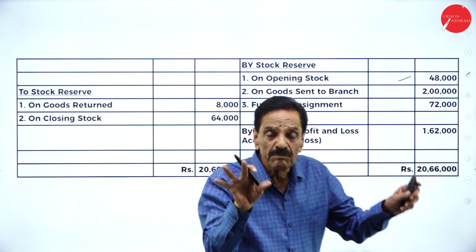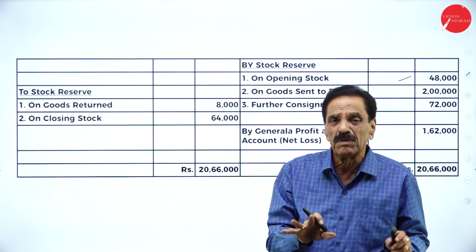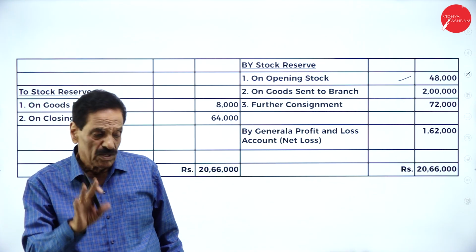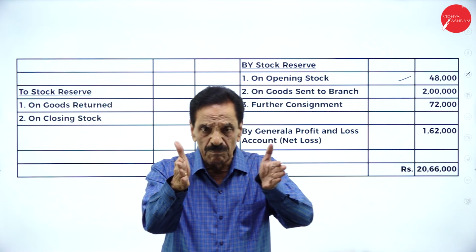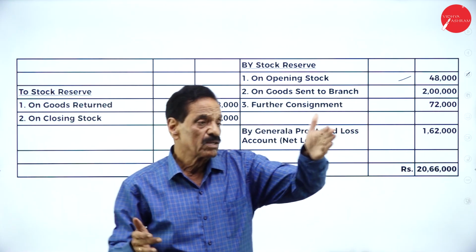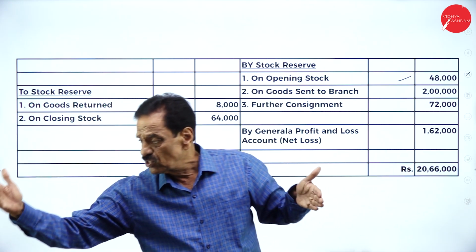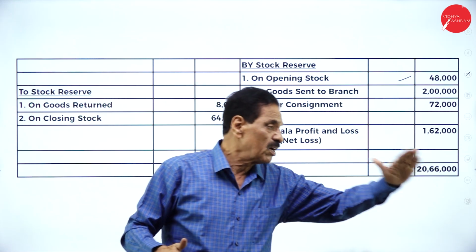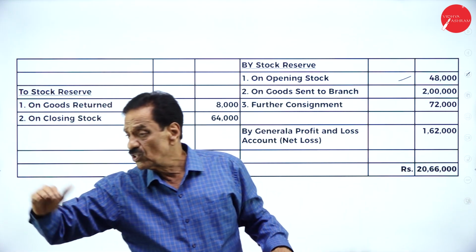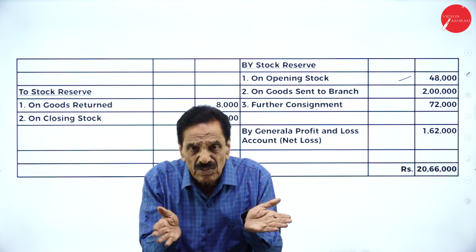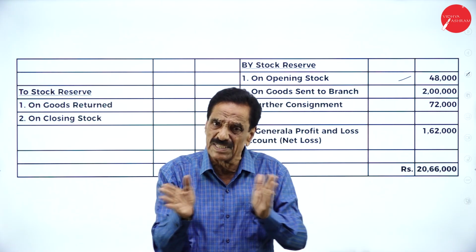So this is the format of the branch. In every problem, you have to calculate stock reserve if the invoice price is given. So stock reserve, how to calculate? Opening stock debit side, stock reserve credit side. Goods sent to branch debit side, stock reserve credit side. Goods returned to head office credit side, stock reserve debit side. Closing stock on the credit side, stock reserve on the debit side. If we learn this, every problem is very, very easy.